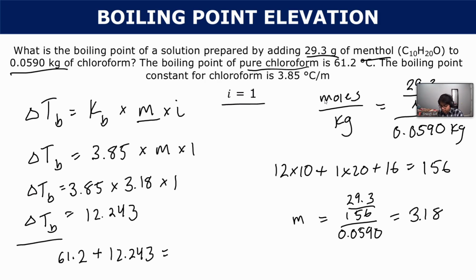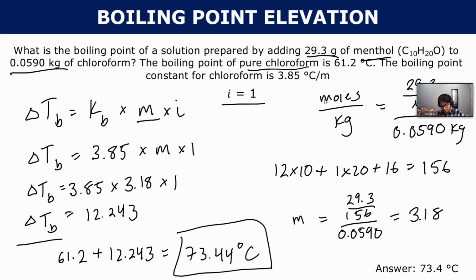And so the boiling point is about 73.44 degrees Celsius. And the answer I put was 73.4, so we did it correctly. Again, the key takeaway is the equation right here, and it's very similar to the freezing point depression that we saw. But in this case, the boiling point elevates, meaning the boiling point gets higher, while we saw the freezing point depressed, meaning it gets lower.